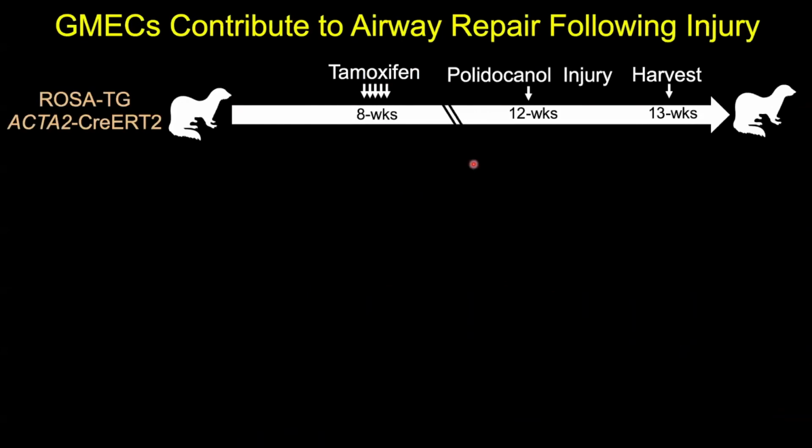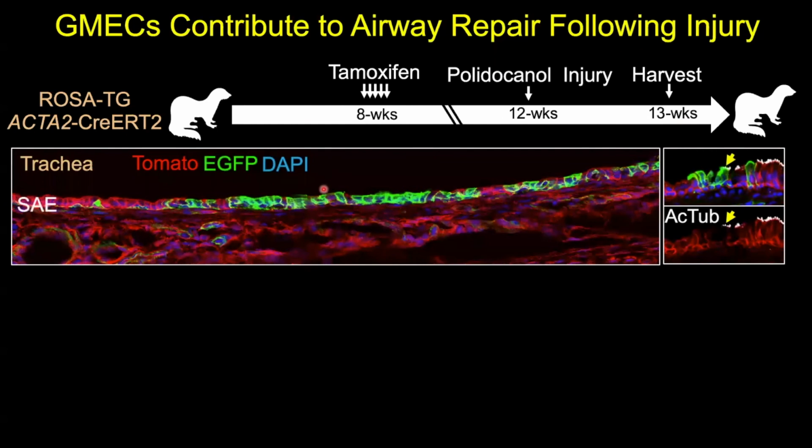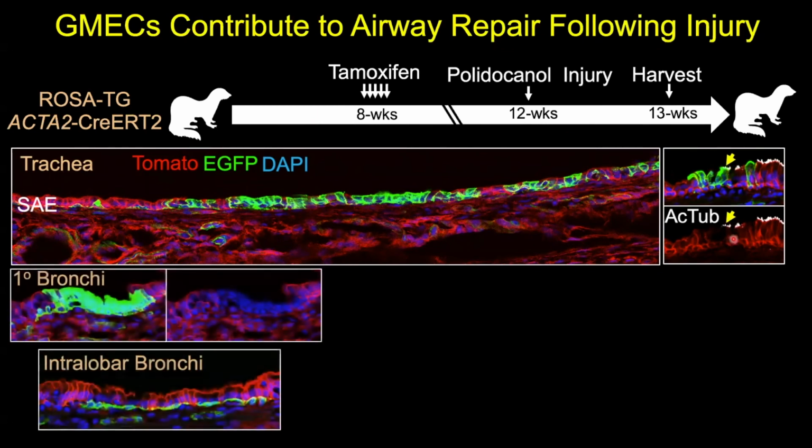So we tested whether glandular myoepithelial cells contribute to airway repair using a polidocanol injury model, using the double transgenic animals induced with tamoxifen, injured 6 weeks later, and then harvested 1 week after injury to test whether myoepithelial cells can commit to form surface airway epithelial cells. And indeed they did, as you can see here in the tracheal epithelium. This is a fairly short time point post-injury. We see a little bit of differentiation in the green lineage traced cells.